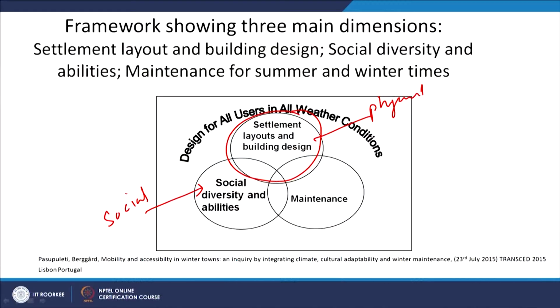And the third important thing which we brought is maintenance. In fact, the social diversities and the abilities they possess to access certain spaces, and how the maintenance for summer and winter times changes. So maybe for the first time of its kind, this work started looking at this.